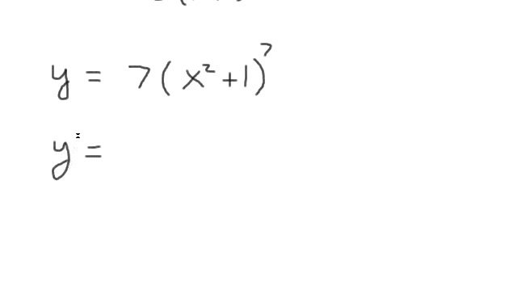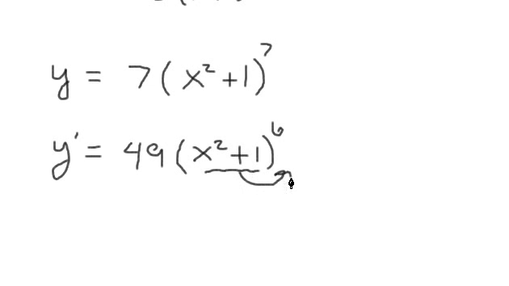Let's say we had y is equal to 7 times x squared plus 1, and it's raised to, let's say, the 7th power. And we're asked to find y prime. Okay, so we're going to take the 7, bring it out front, and 7 times 7 is 49. Rewrite everything in parentheses. Subtract 1 from the 7, you get a 6, and take the derivative of the inside and bring it out right over here. So the derivative of x squared, remember, is 2x, and the derivative of 1 is 0.